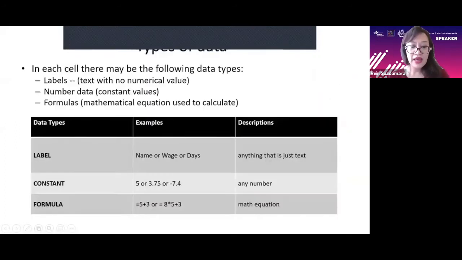The types of data are the label, the constant, and you can also put a formula in it. The label is anything that is just text, or whatever you want to label it. A constant is any type of number you want to input. A formula is a math equation, so you can actually have a kind of magic calculator with Excel, where you can put your formula. If you want to have some column added to another column, to get the total or the amount, then you can do that in a formula.